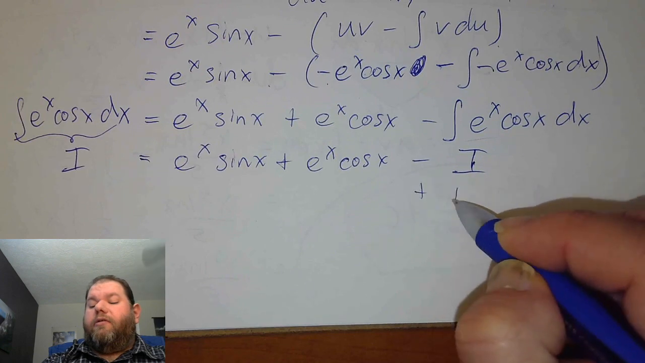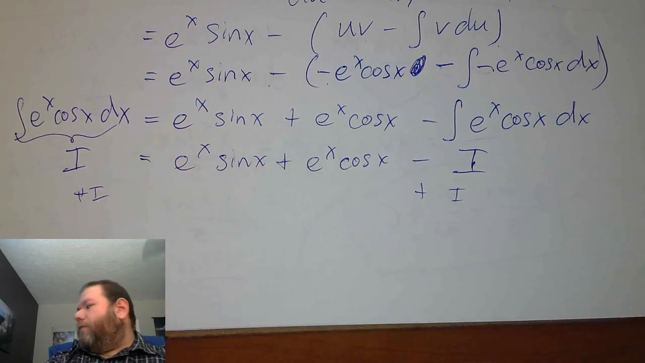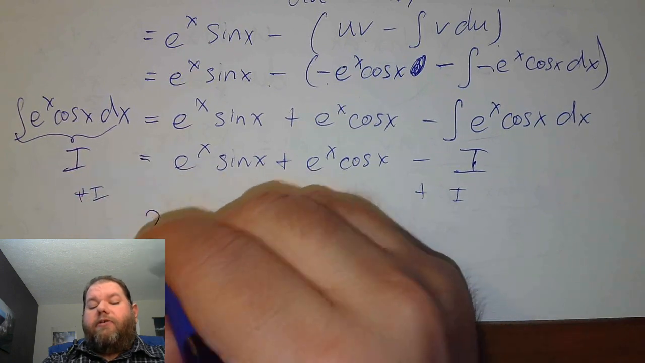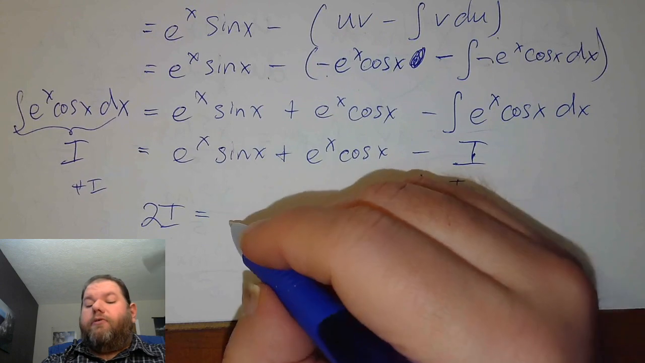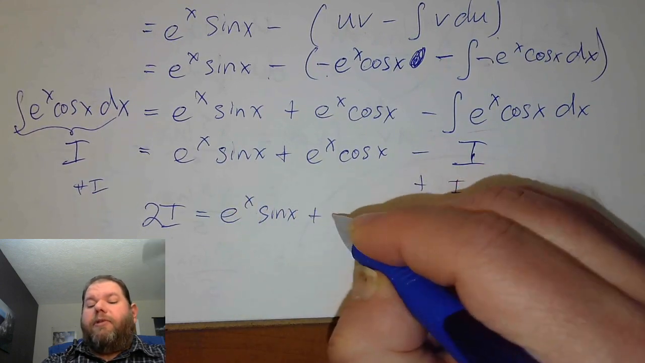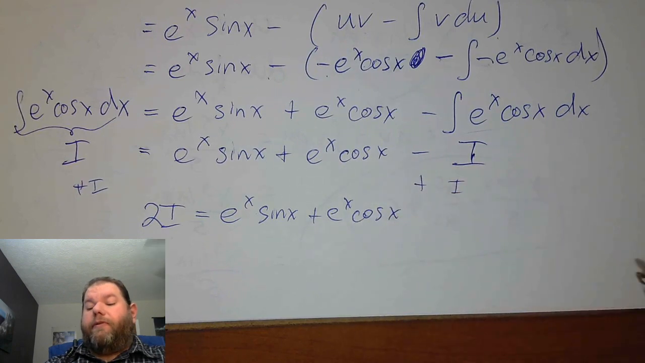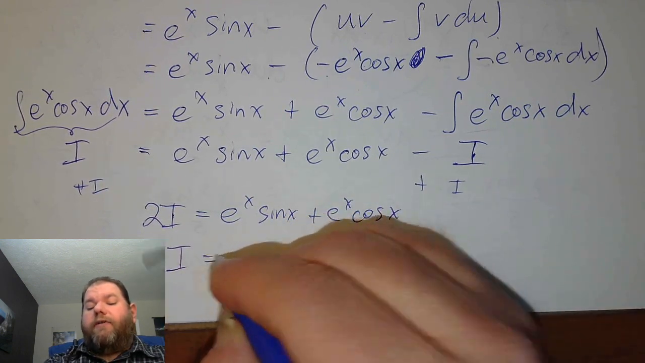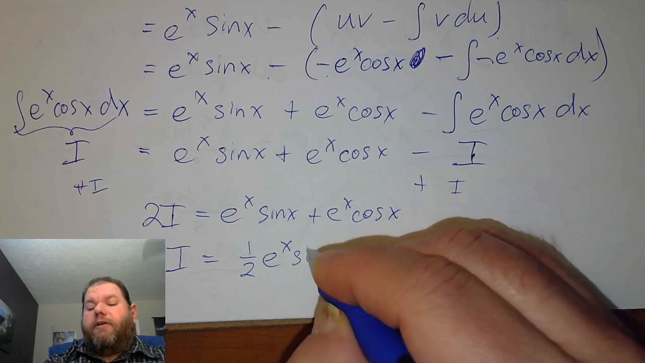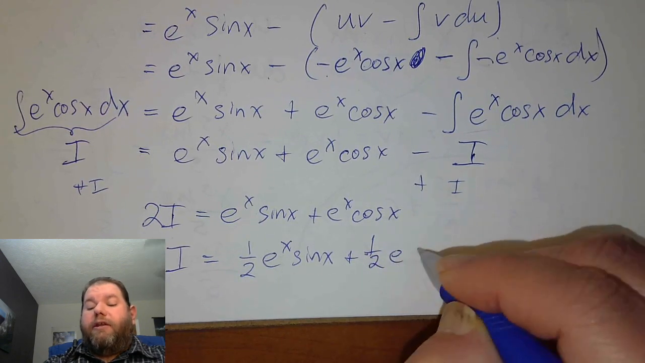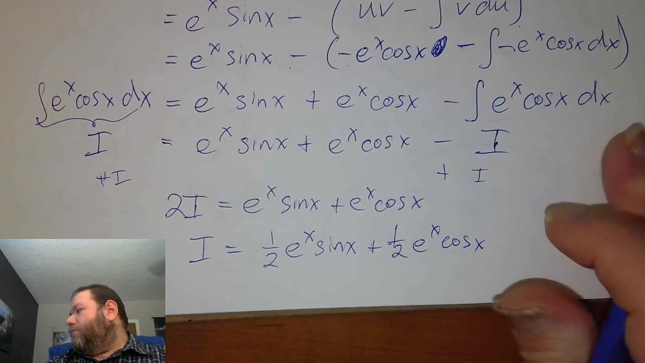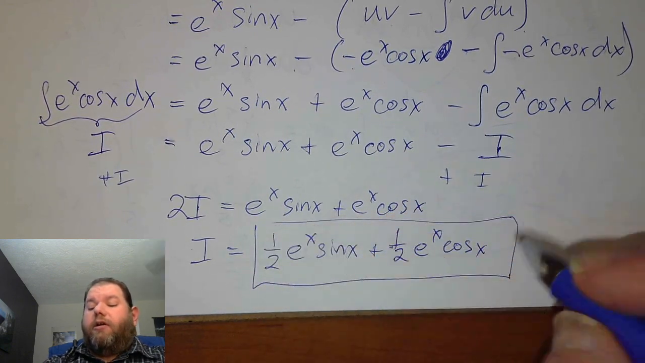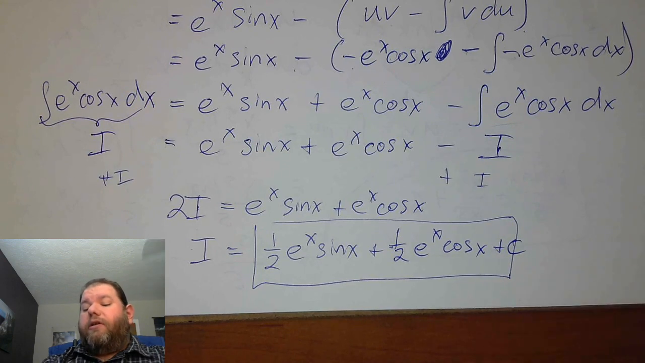So essentially what's happening is we're adding I to each side of the equation. So we can say I plus I, which is 2 times I, is equal to e to the x sine x plus e to the x cosine x. And then to solve for I, we can divide by 2. So I is equal to 1/2 e to the x sine x plus 1/2 e to the x cosine x. And I is actually the original integral we started with, so this is our answer then. And of course we need plus c, or constant of integration, in there. Let's not forget that.